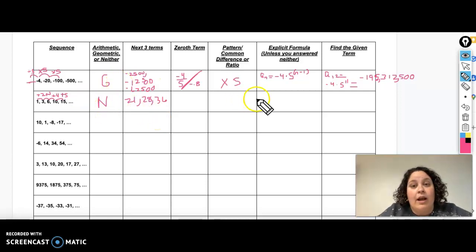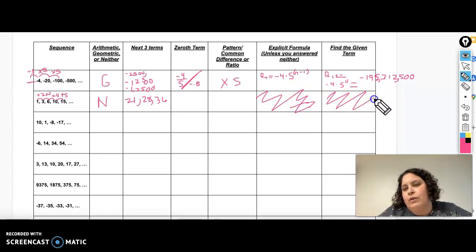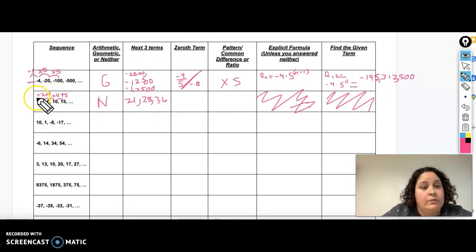Which means, again, we're not going to write a formula for it. And we're not going to find a term for it. Because we already know, like, we can just keep going, right? We do want to find our 0th term. So if I'm adding the next number each time, that means when I work backwards, I'm going to subtract 1. Which 1 minus 1 would give me a 0. And then my pattern again, I can explain my pattern. I'm adding the next number.